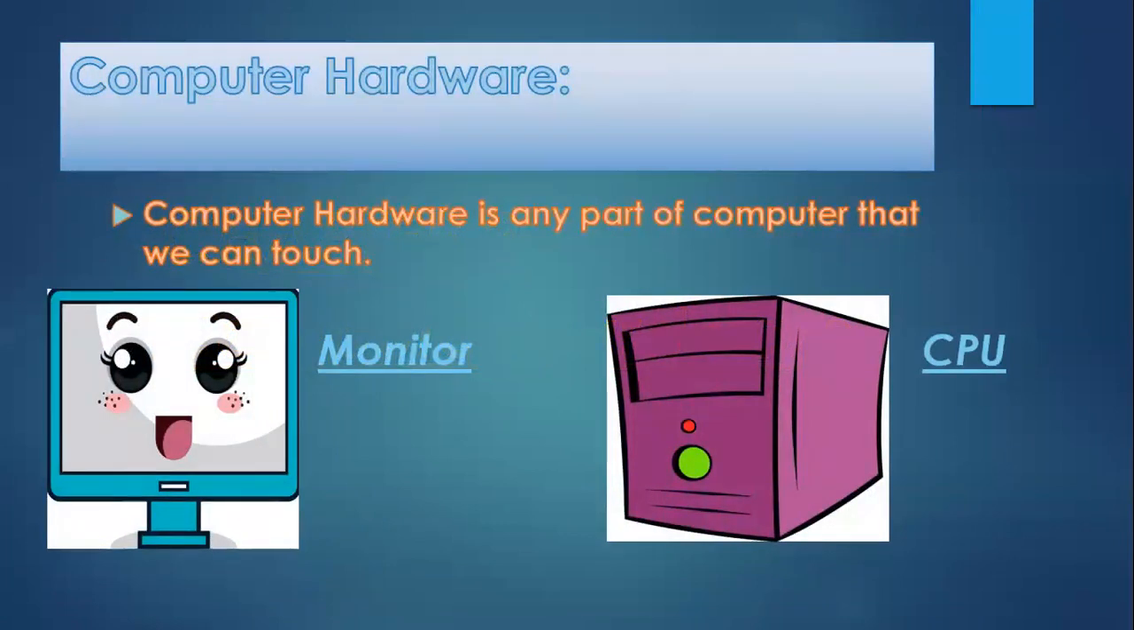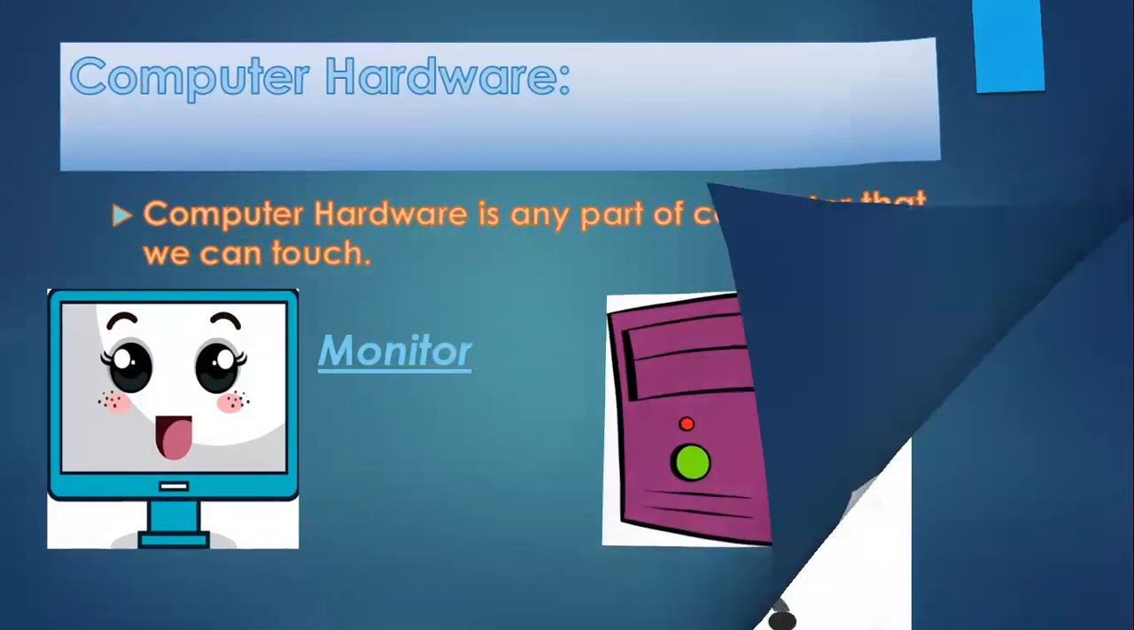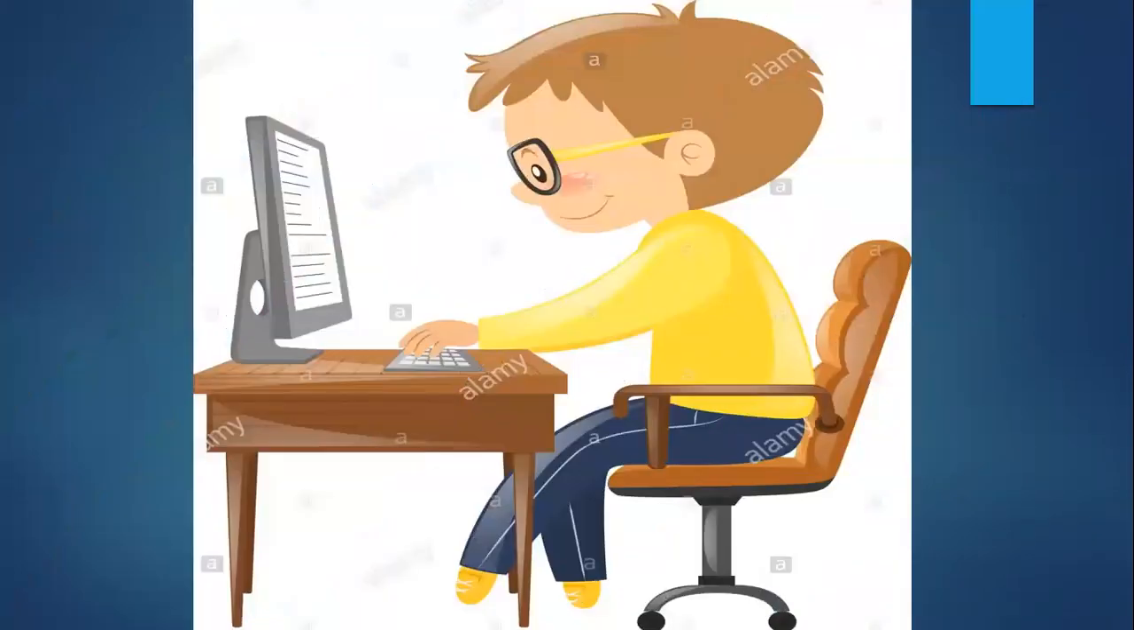So last week, we studied computer hardware. Now, what is computer hardware? Computer hardware is any part of computer that we can touch. And then we learned about monitor and CPU last week. Okay, now I'm going to my today's topic.